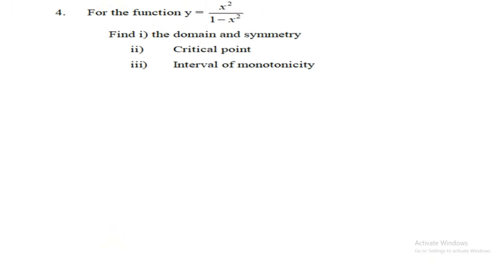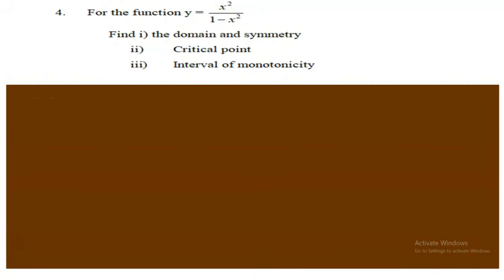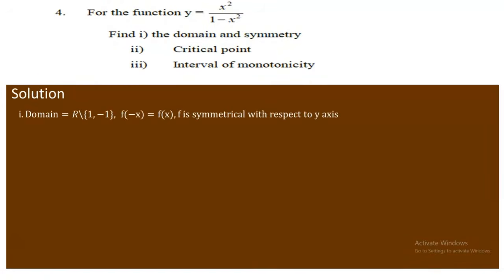Okay, students, now comes question number 4. It says you are given the function y equals x squared over 1 minus x squared, and asked to find the domain and the symmetry of this function, the critical points, and the intervals of monotonicity, okay? So in order to answer this, what you need to do is this. The domain of this function is nothing but the set that can make this defined. So you are free to take any number in place of x except those values that make the denominator 0, right? So 1 minus x squared gets 0 when x is either 1 or minus 1, right?